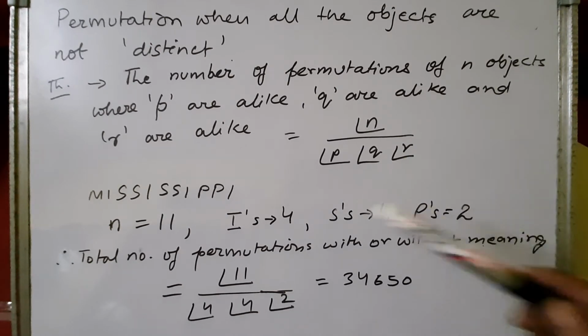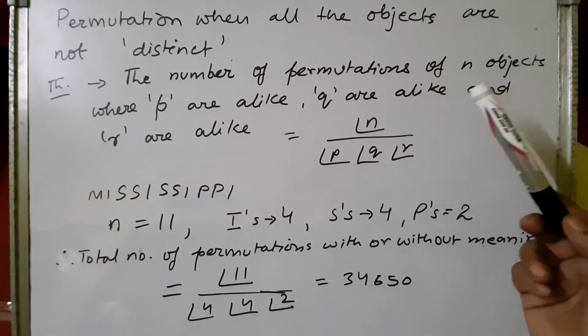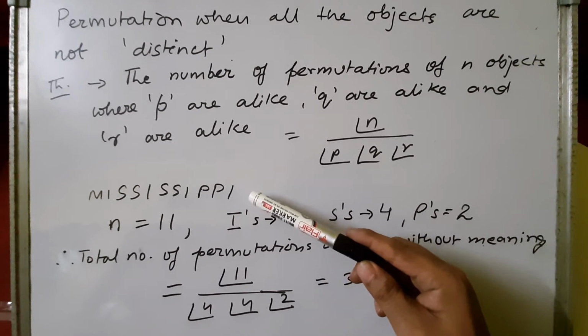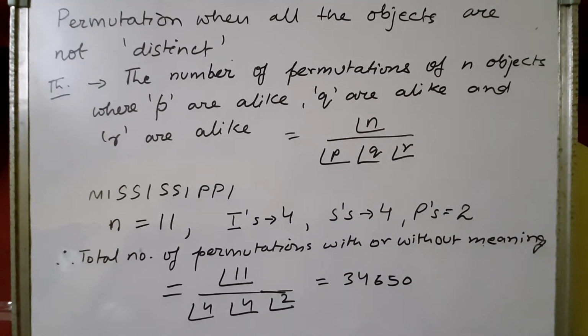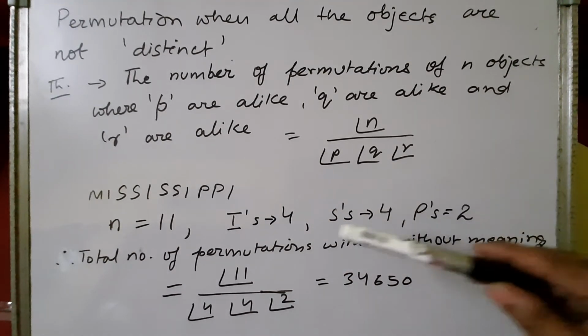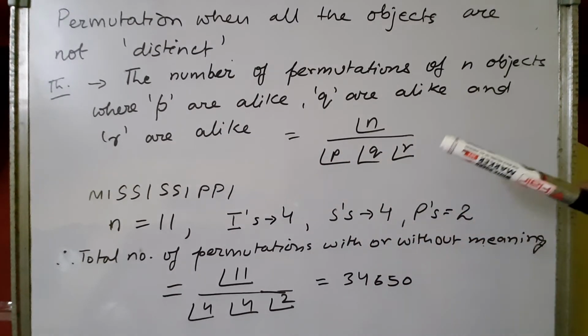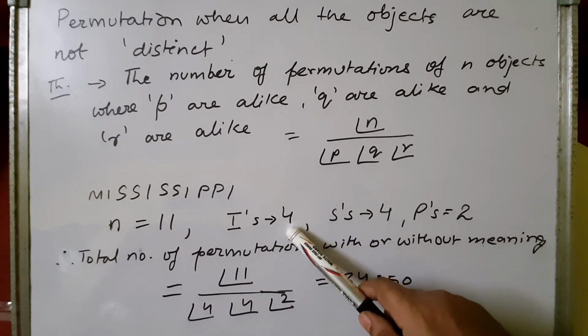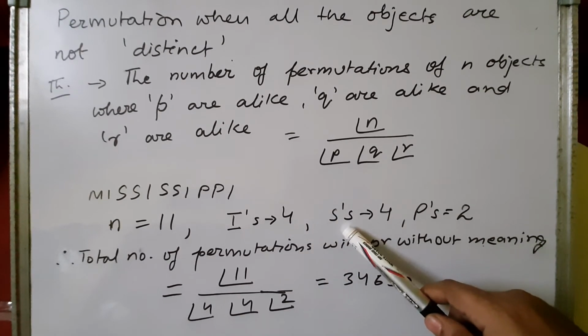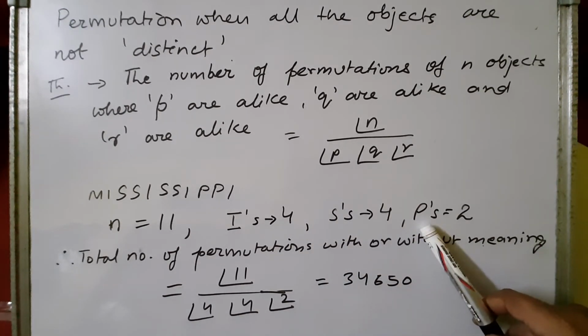Let's discuss one example so that we can understand what you have studied here. In how many ways can the letters of the word Mississippi be arranged? What is the number of permutations of the letters of the word Mississippi? Now you can see how many letters we have in the word Mississippi. We have a total of 11 letters, in which we have 4 I's. I has come 4 times. S has come 4 times. P's are 2 in number. So 2 P's we have.